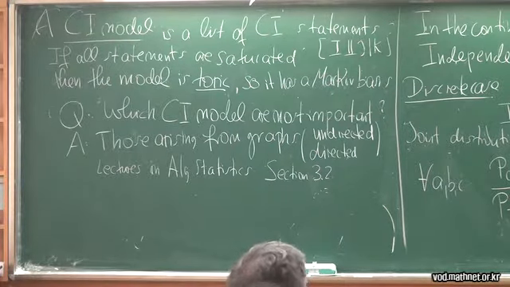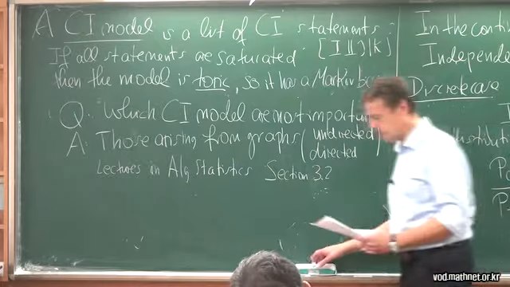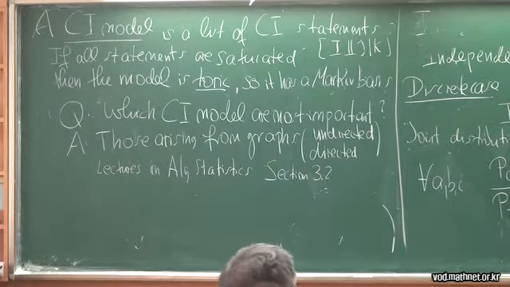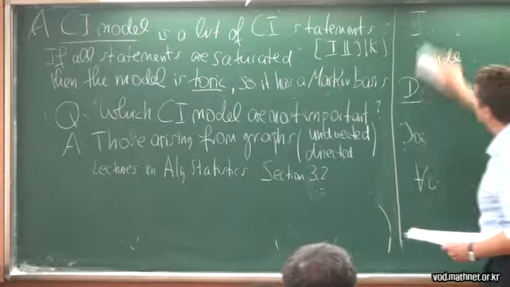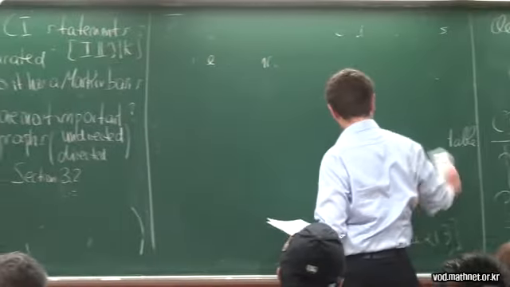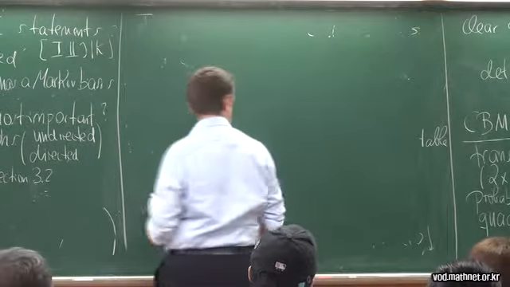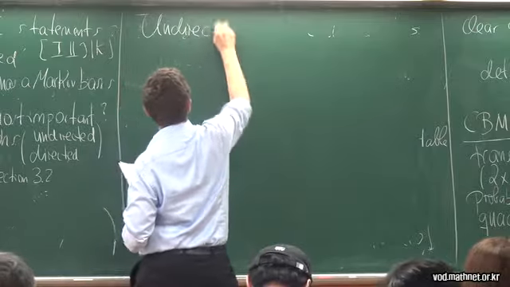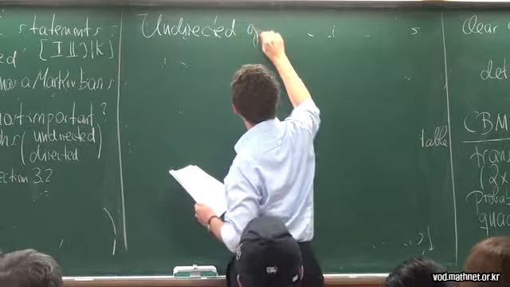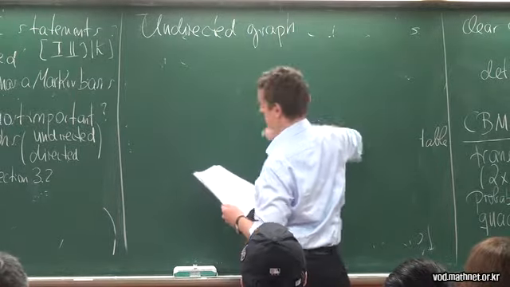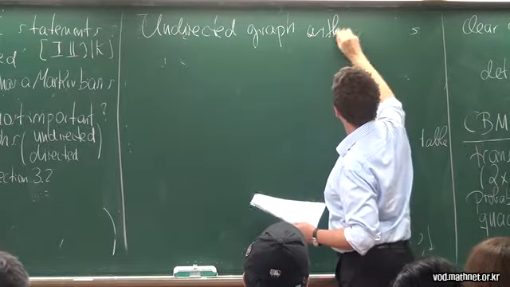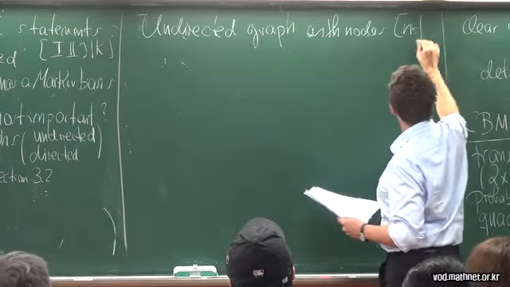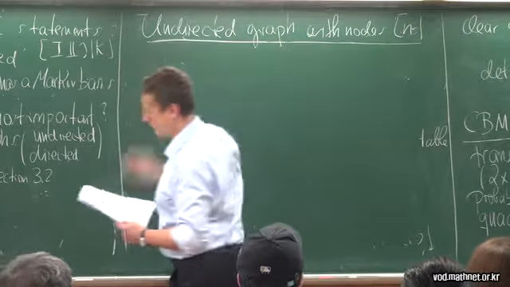Now what about these graphs? So let me describe these two flavors of graphical models. So here's the undirected case. An undirected graph, and the set of nodes or vertices is 1 up to n. So bracket n is the set of nodes in the graph.